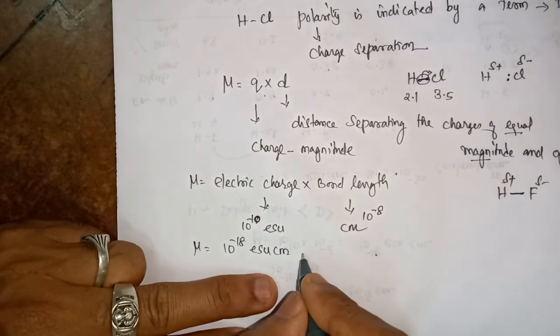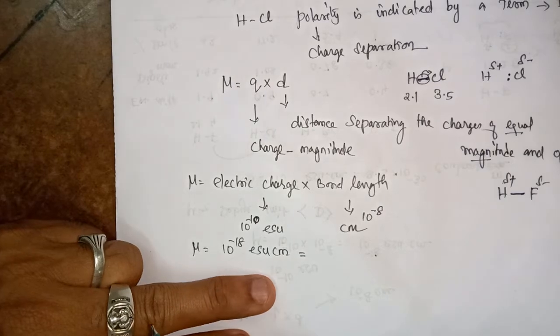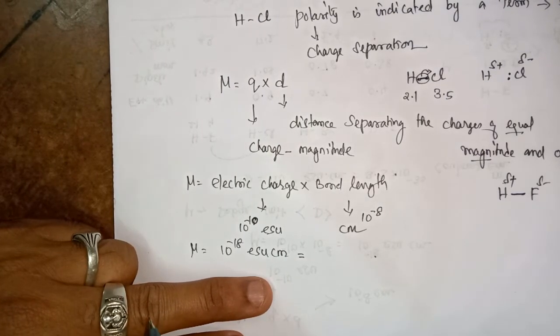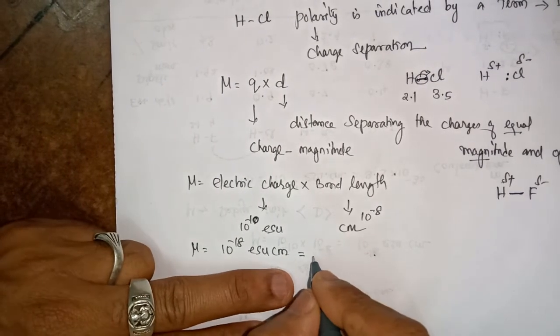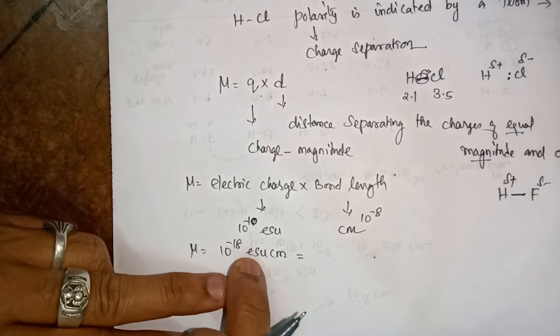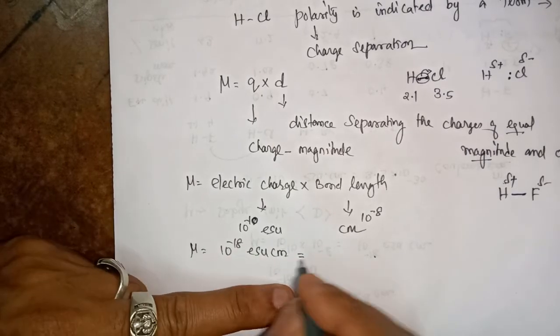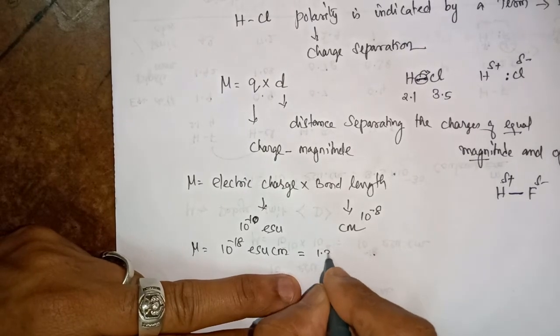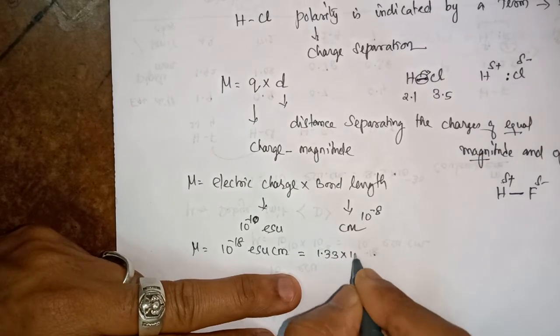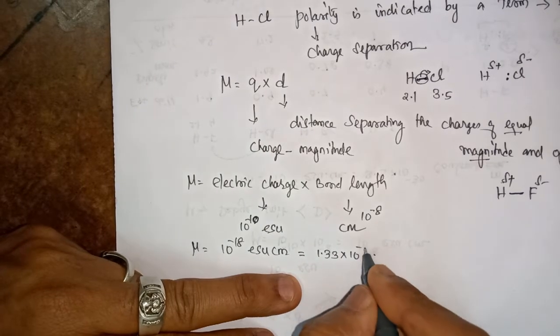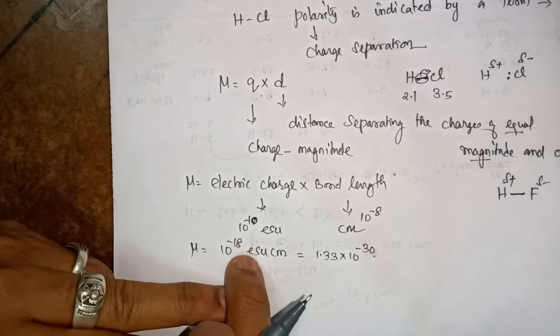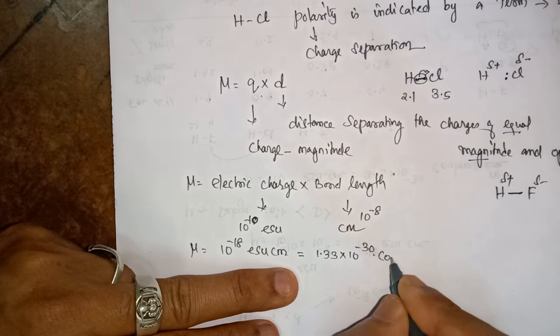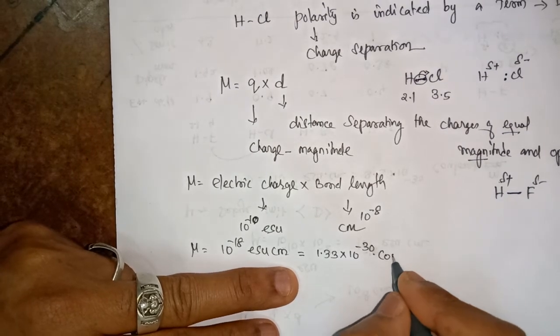This is equal to, instead of the electrostatic system of units, if I write the electric charge value in coulomb, that comes here as 1.33 into 10 power minus 30. Instead of ESU, I write coulomb.